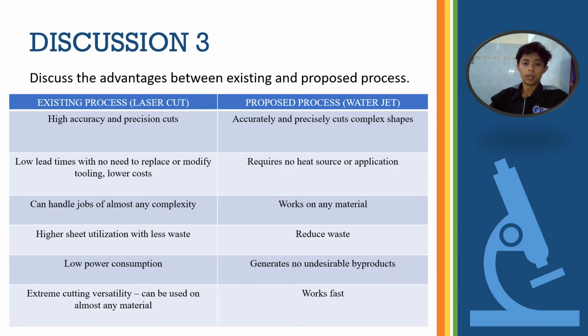For the water jet, why exactly should you consider using water jet cutting over any other method of production? Does this practice offer more than traditional manufacturing procedures or not? Well, there are actually quite a few useful advantages to using this production method. Some of the advantages are accurate and precise cuts, compact shape, requires no heat source or application, works on any material, generates no undesirable byproduct, and the last one is it works fast.